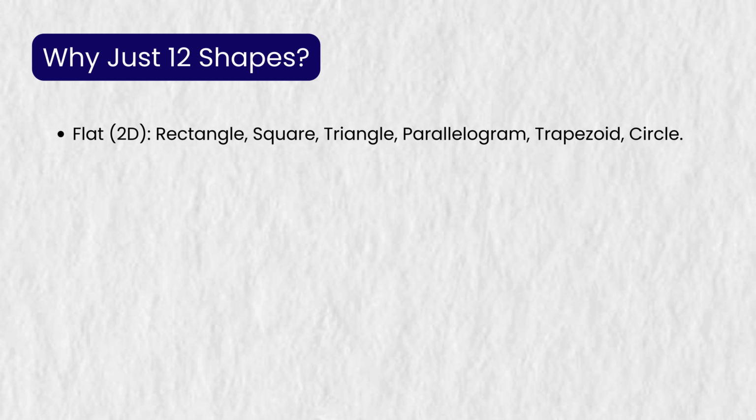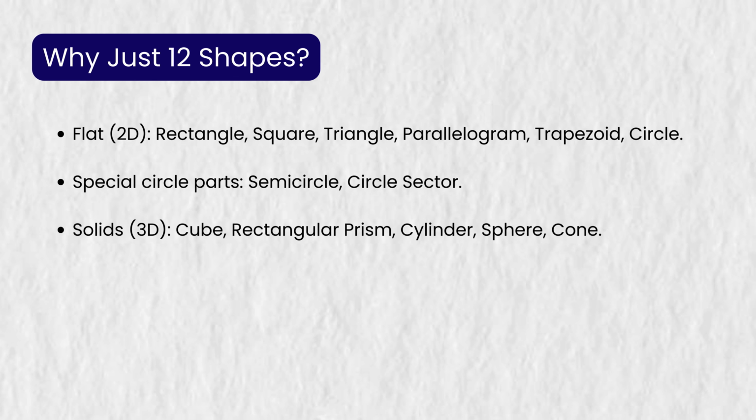So why do we say just 12 shapes? Because the GED repeats the same ones. Flat, 2D: rectangle, square, triangle, parallelogram, trapezoid, circle. Special circle parts: semicircle, circle sector. Solids, 3D: cube, rectangular prism, cylinder, sphere, cone. That's it. No hexagons, no dodecahedrons. If you know these 12, you're covered.